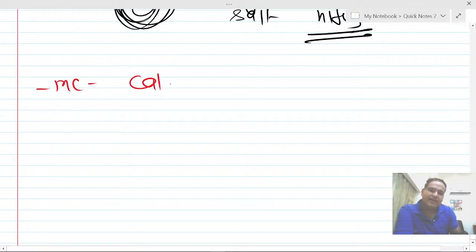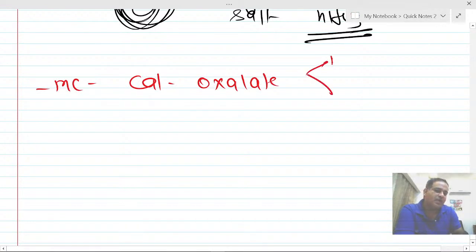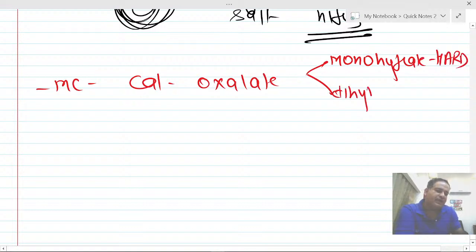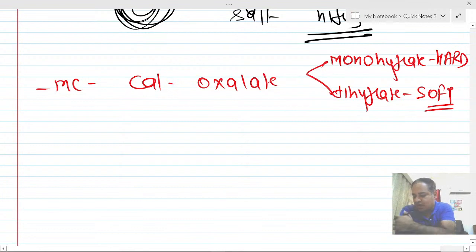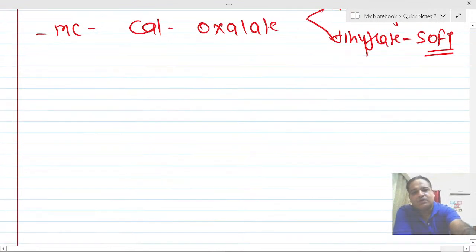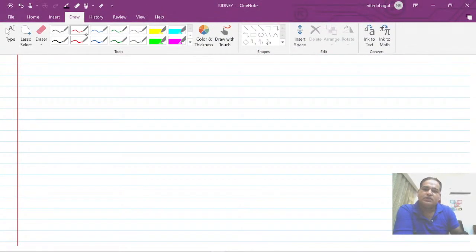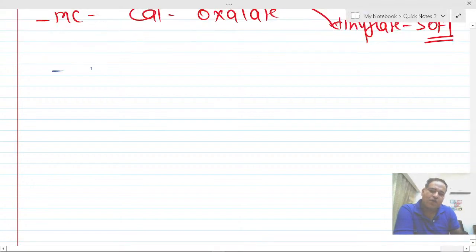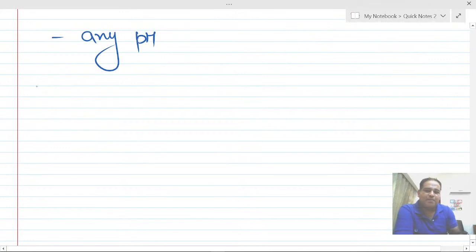Now, the most common, as I told you, are calcium oxalate stones. They are of two types: calcium oxalate monohydrate, and these stones are very, very hard; and calcium oxalate dihydrate, and these stones are comparatively soft. Fine. Now they can form at any pH.